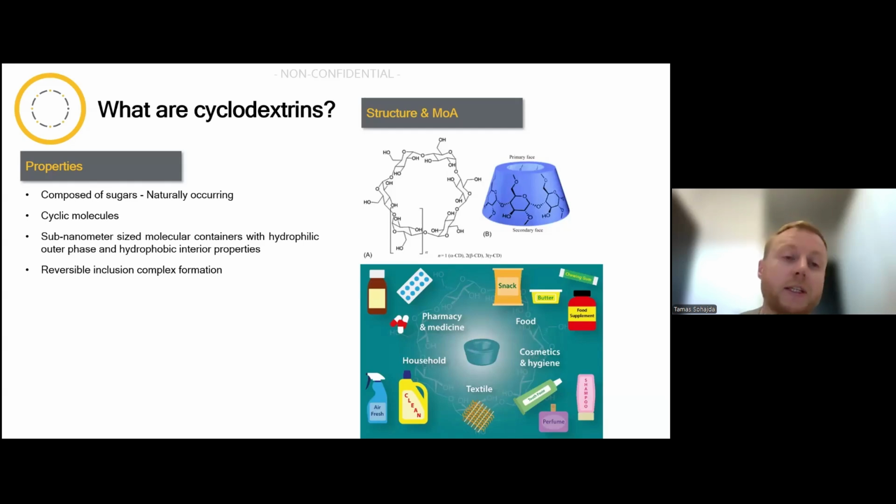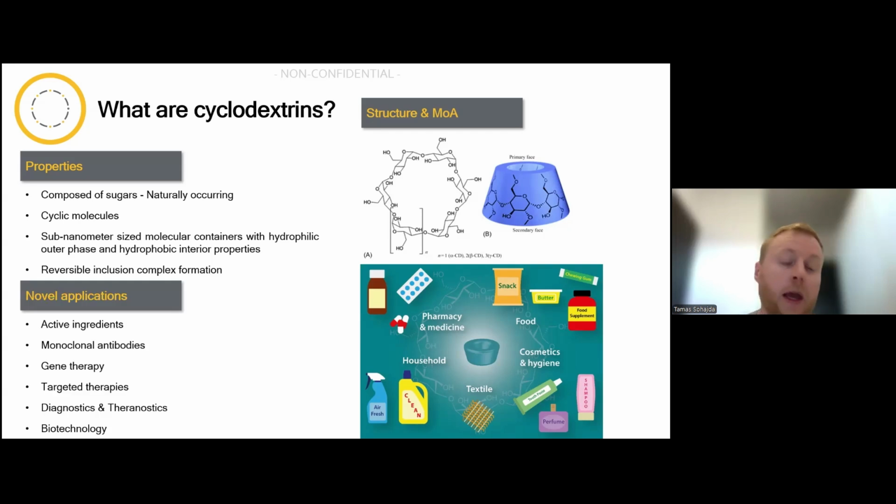Traditionally, cyclodextrins are used by many industries, as you can see, and many more, including pharma. The typical mainstream application is for small molecule formulations, but nowadays we see new, novel applications. Some of those are on the table today: using them as active ingredients to formulate different biological products, to develop targeted or personalized therapies based on cyclodextrins, and to use them in diagnostic fields or in different tools in biotechnology.